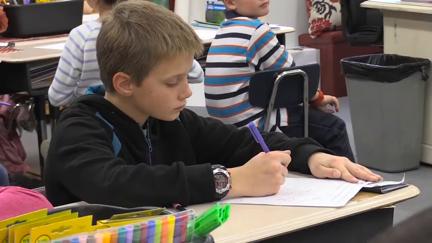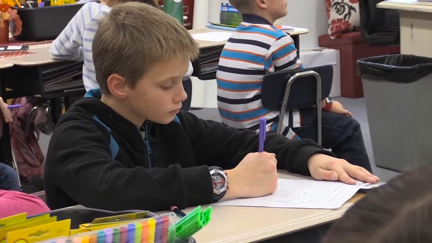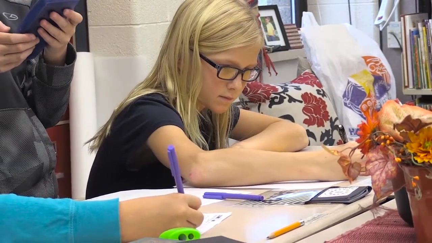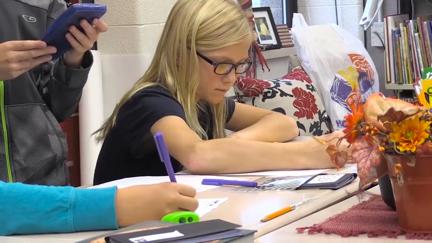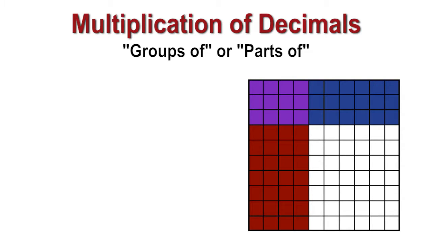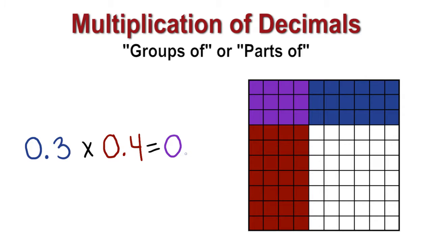With the focus on strategies, strong place value understanding, and looking at problems different ways, we are encouraging our students to become thinkers and problem solvers. Students will use 2 methods to reason about multiplication of decimals. The first method is to think of multiplication as groups of or parts of. Students will color in groups of decimals on hundredths and thousandths grids. On this example, a student multiplied 3/10 by 4/10. 3/10 is illustrated in blue and 4/10 is illustrated in red.